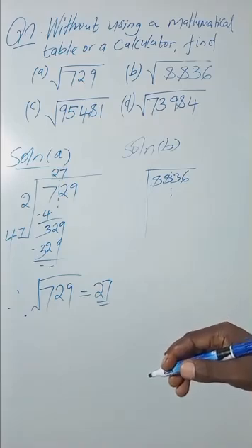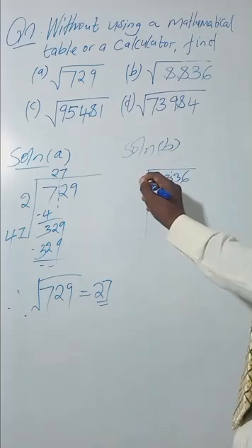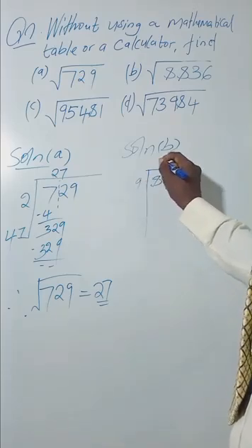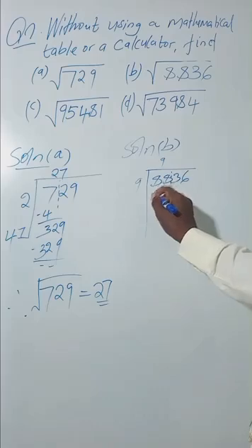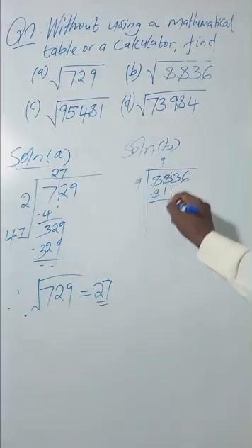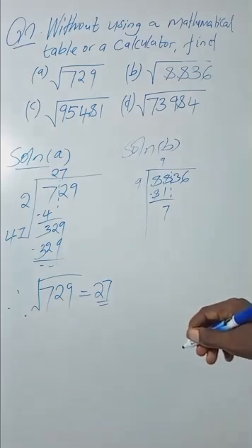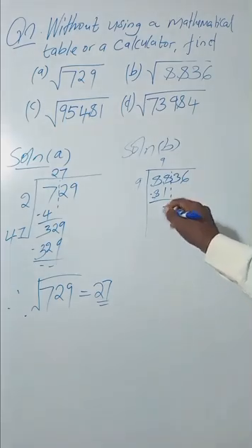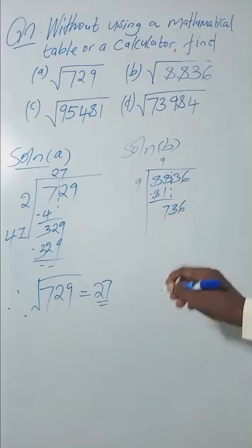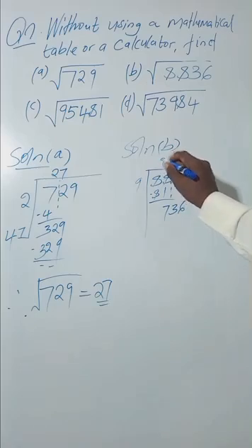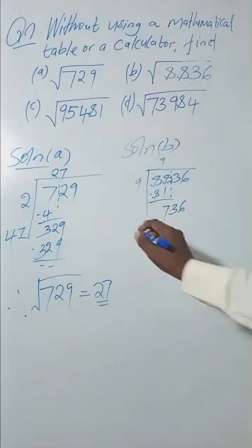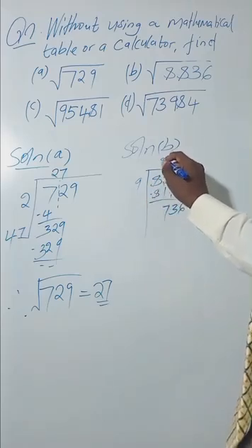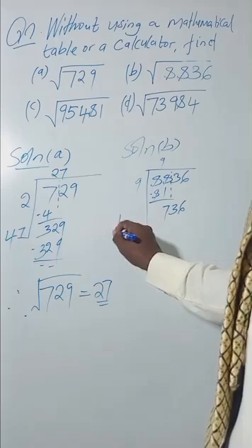I know one, that is 9. So we put 9 there, we put 9 on top of 88. 9 times 9 gives us 81. Subtracting here, we get 7. So we drop the second pair, that is 36, giving 736. We double the number on top of the dividend. 9 times 2, this is 18.